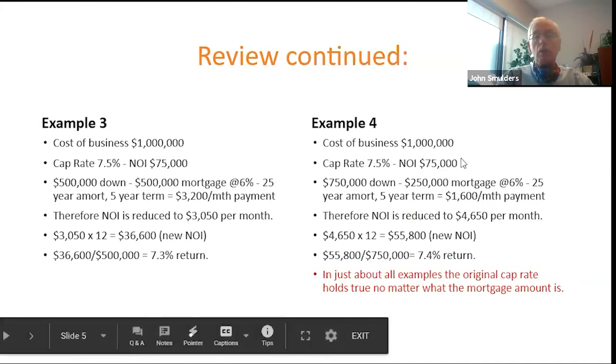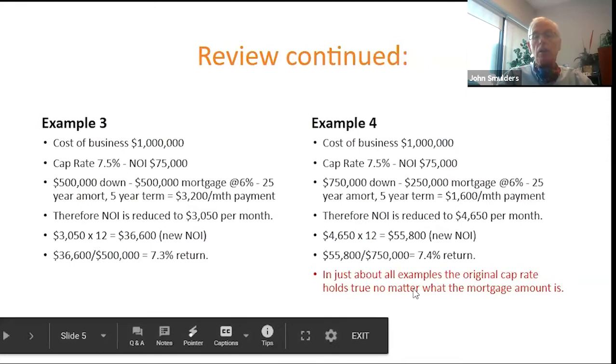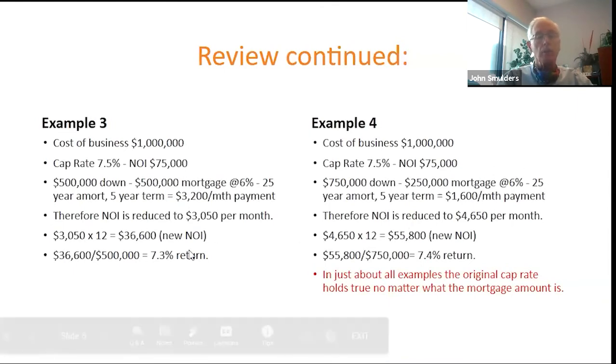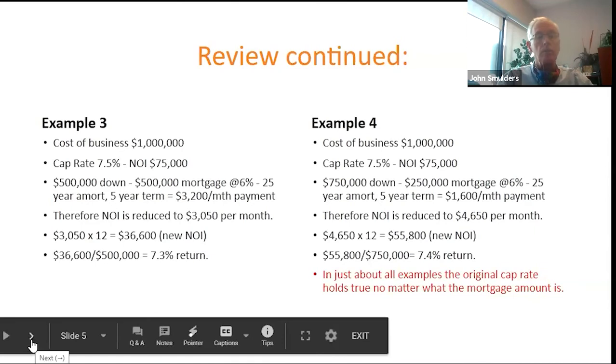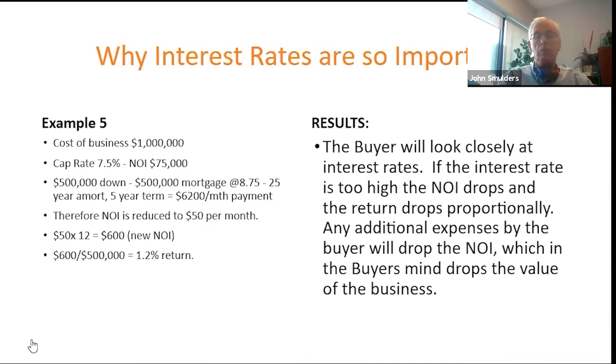And so when a client says, well, if I only put $500,000 down on a $1 million property, what's my return? This is the calculation that you have to figure out, okay? In just about all the examples, the original cap rate holds true no matter what the mortgage amount is. The difference was between 7 and 7.5%, only a 0.5% difference with this kind of scenario for interest rates. Why interest rates are so important.